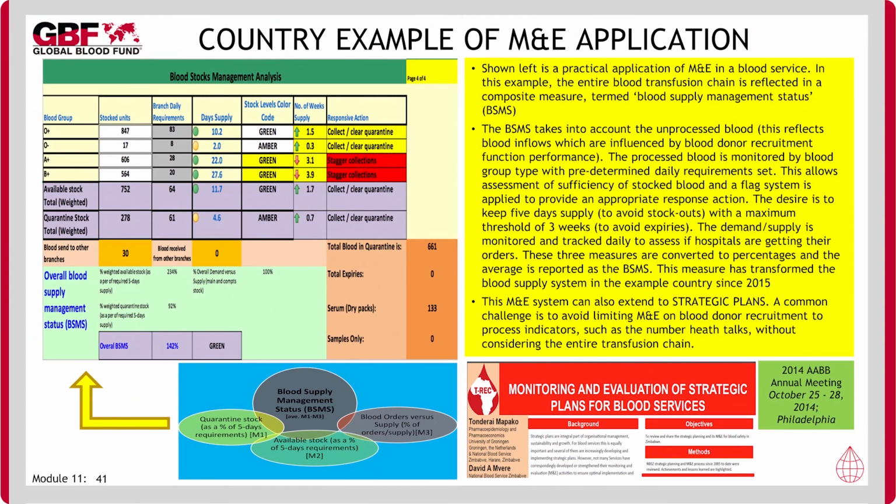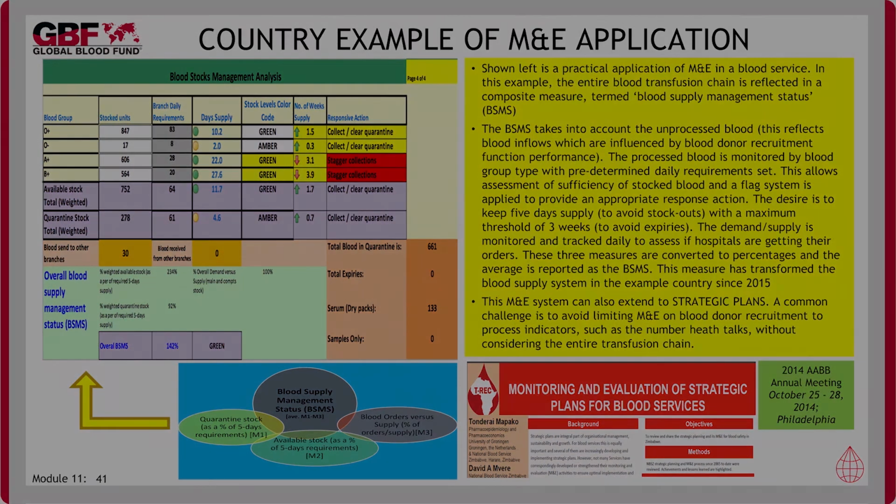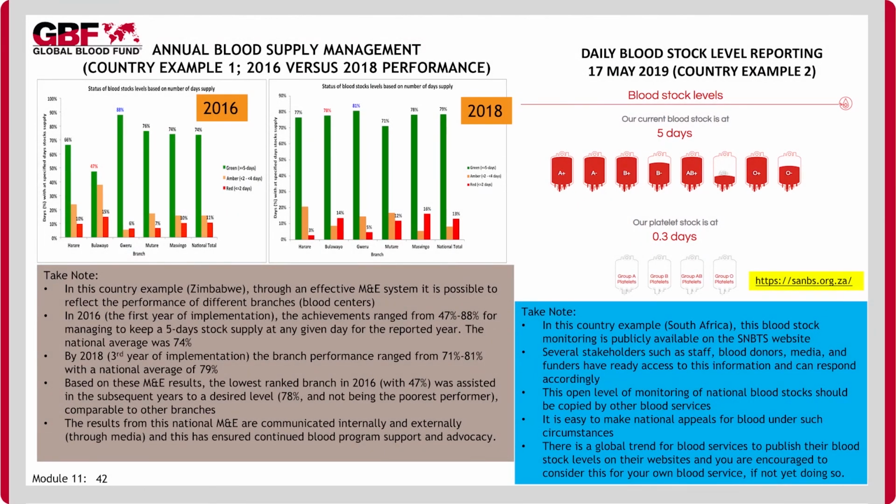This slide shows a snapshot of blood supply management issues that are addressed through effective monitoring and evaluation. The aim is to maintain a 5-day stock level for all blood groups with a flagging system in place. Shown also is the M&E of strategic plans, which is crucial at the institutional level and can be cascaded down to functional departments. Annually, it becomes possible to assess the blood supply performance as shown on the graphs. As previously seen, it is now a common practice among blood services to monitor and publish their daily blood stock levels on their website. This is something a blood donor recruiter should encourage their blood establishments to implement.